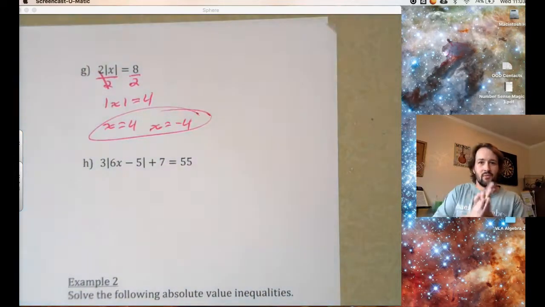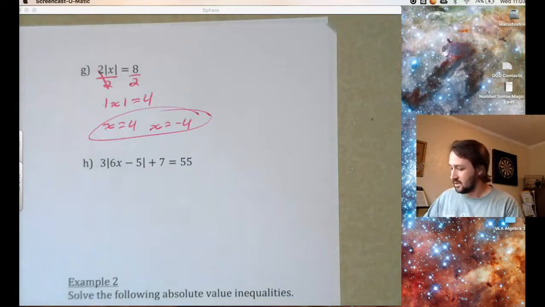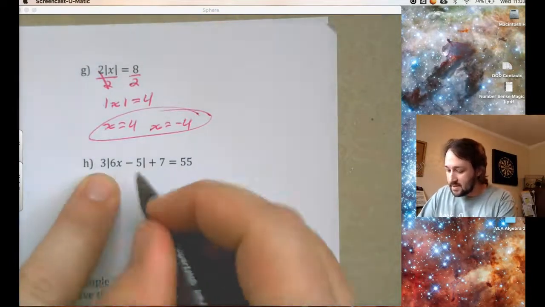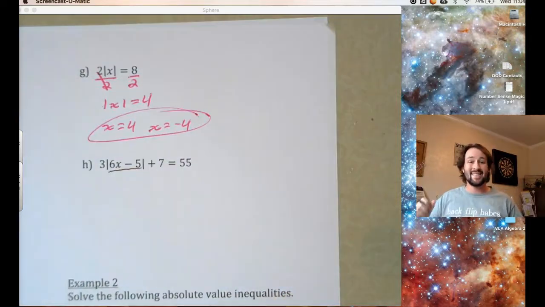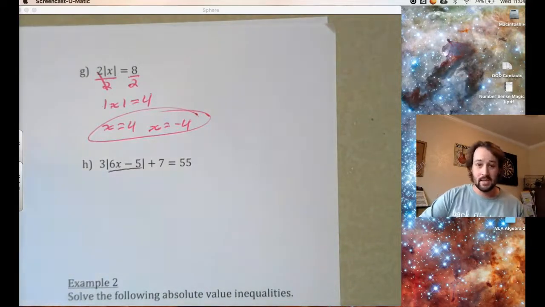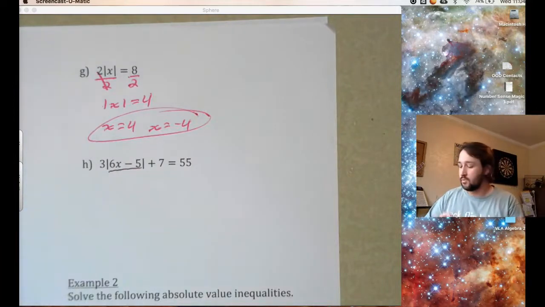So now here's where it gets fun with part H. There's my absolute value, right? The absolute value is 6x minus 5. I need to get that by itself first. So we're being multiplied by 3, and we're adding 7 to that absolute value. So again, add or subtract before you multiply or divide.